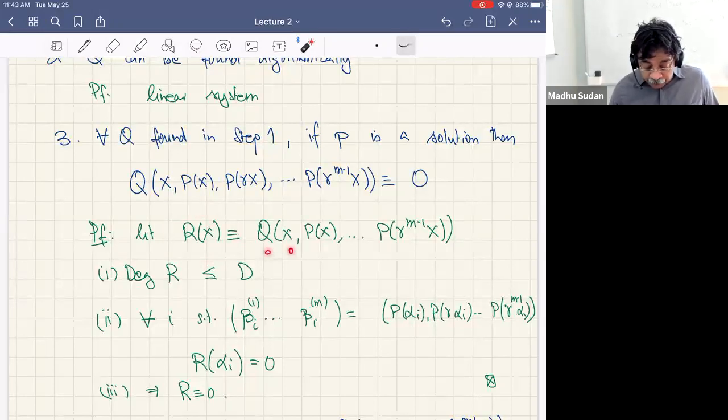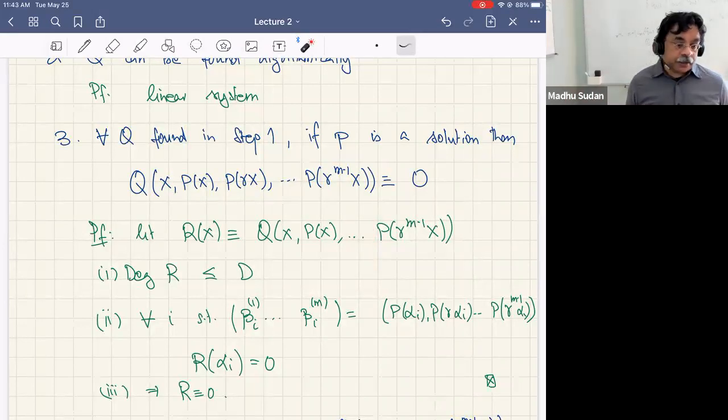So let's look at Q of X, P of X, P of gamma X, and so on to P of gamma to the M minus 1 X. This is a polynomial in X. What is its degree? It's at most D, because we chose A0 to have degree at most D in X. And all the other terms are such that when I do this multiplication with A sub I, I will get a degree D polynomial. Then I add a bunch of degree D polynomials, I still get a degree D polynomial. So the degree of R is at most D.